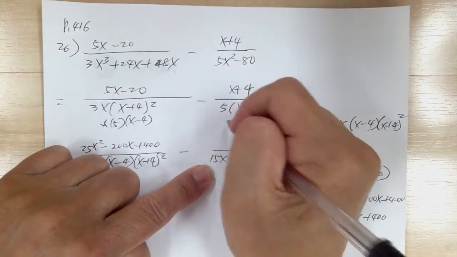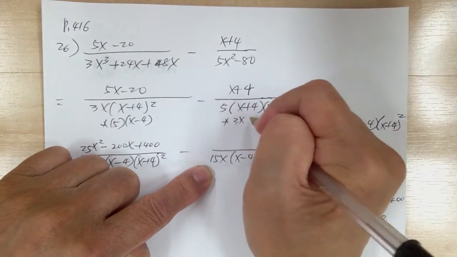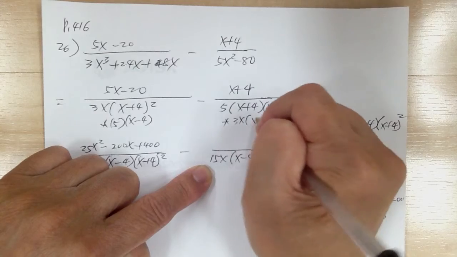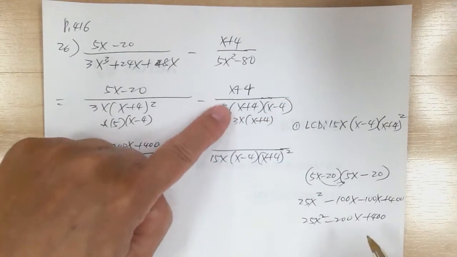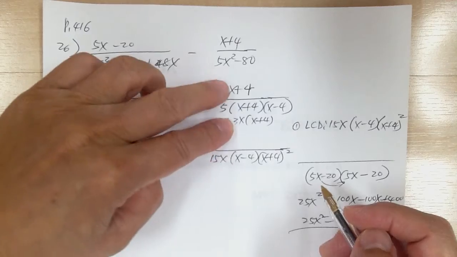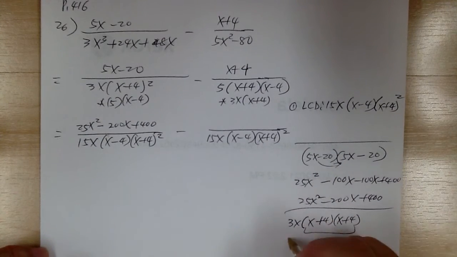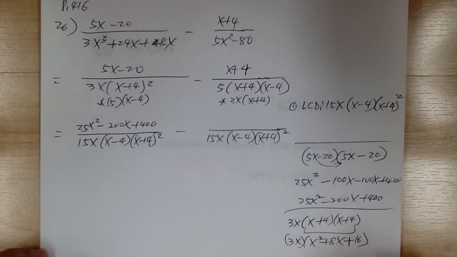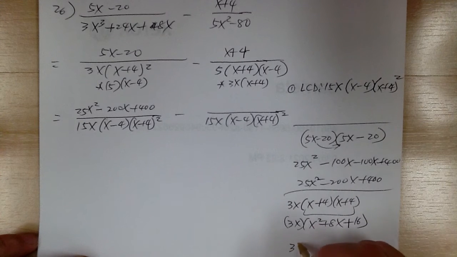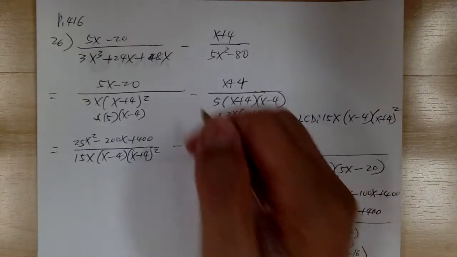On this one here, you're missing the 3x and x plus 4. So you need to multiply all this together. You have 3x, you got x plus 4 times x plus 4. I'm going to multiply this part first. So it'd be x squared plus 8x plus 16. And then distribute, I get 3x cubed plus 24x squared plus 48x.